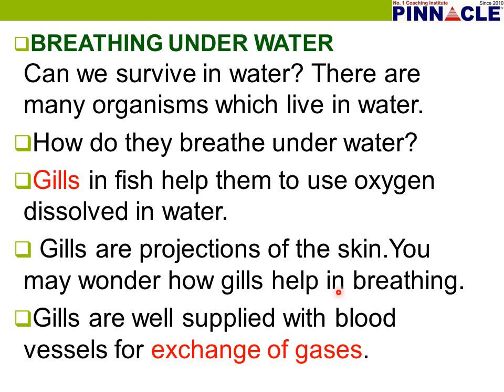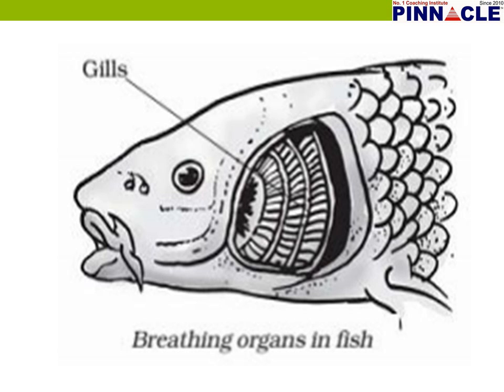You may wonder how gills help in breathing. Gills are well supplied with blood vessels for exchange of gases. Over there, exchange of gases takes place: carbon dioxide and other gases come out and oxygen goes inside. You can see the diagram of a fish. These are the gills and the blood vessels. This is a network of blood vessels, and gaseous exchange takes place over there. Breathing organs in fish.